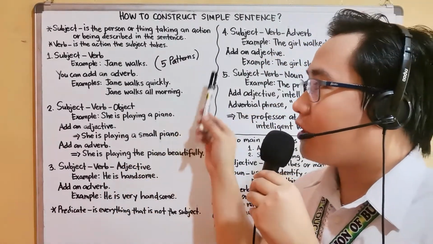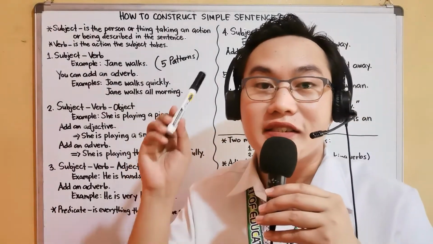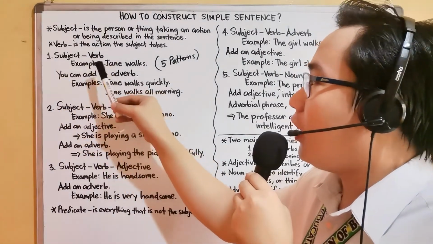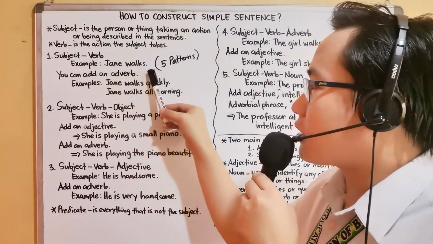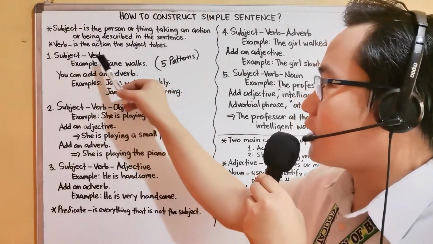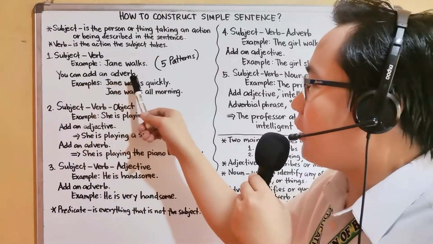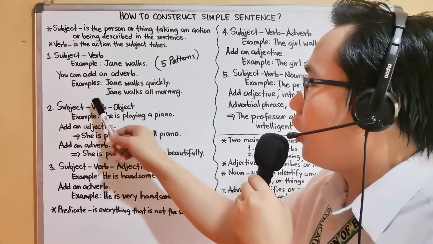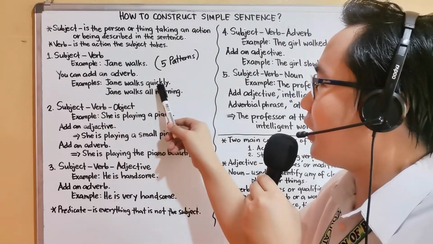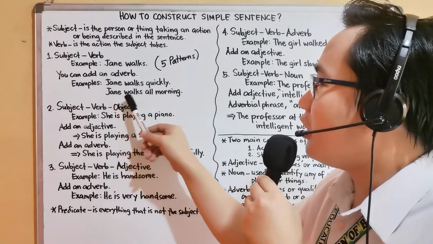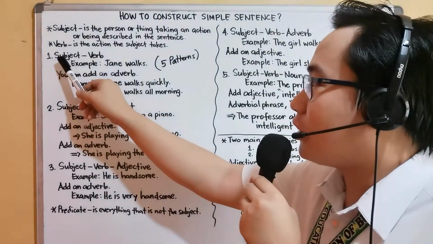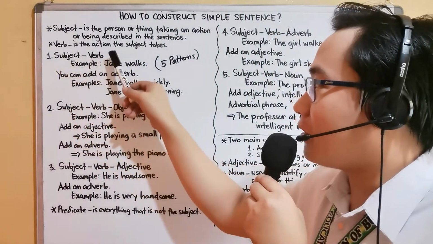So we have here the 5 patterns in constructing simple sentence. So the first one, we have the subject and the verb. Example, Jane walks. In this particular example, Jane is the subject, walks is our verb. If you are going to add an adverb in this particular sentence, we will have Jane walks quickly, okay, because quickly is our adverb now. Jane walks all morning. All morning is our adverb now. That is for the pattern number 1, subject and the verb.